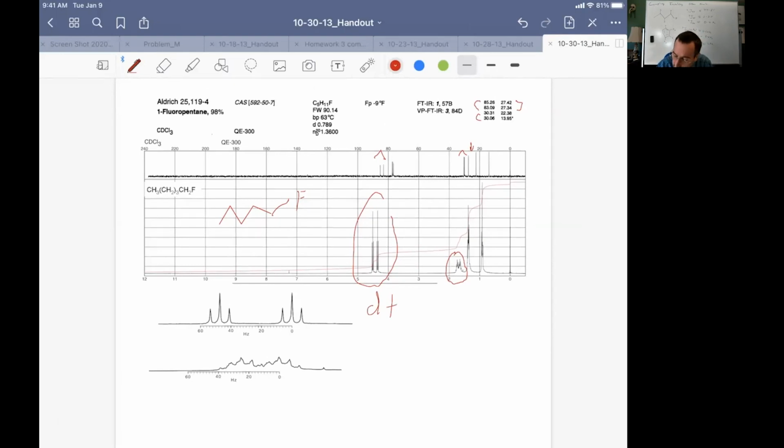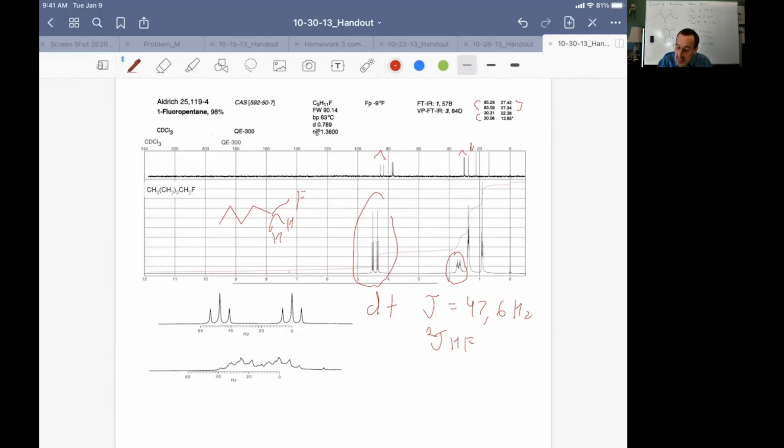That doublet of triplets, I could read the distance of the triplets, and it's about 7 hertz. And I could read the separation of the triplets, and that's about 47 hertz. That's a doublet of triplets, J equals 47, 6 hertz. And if I had a better printout, I could probably read it to the nearest 1/10 of a hertz. And so that is reflective of our 2-bond coupling. So that's our J2 HF.